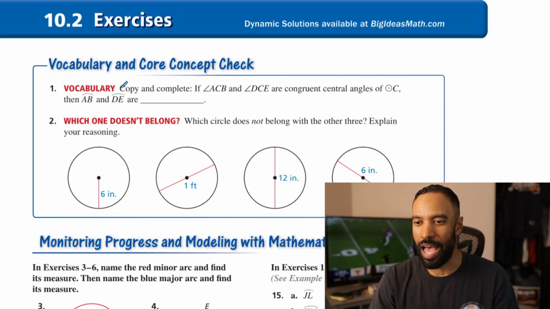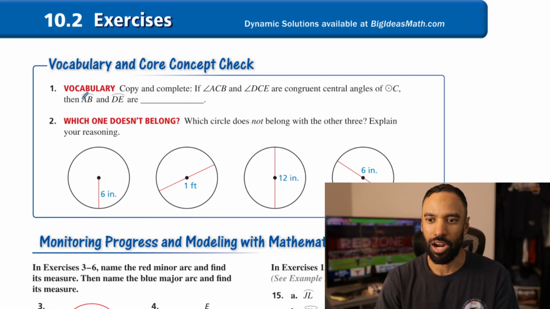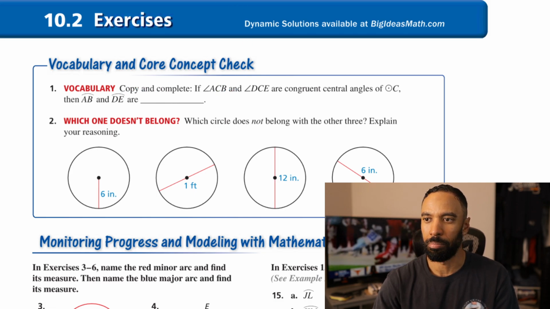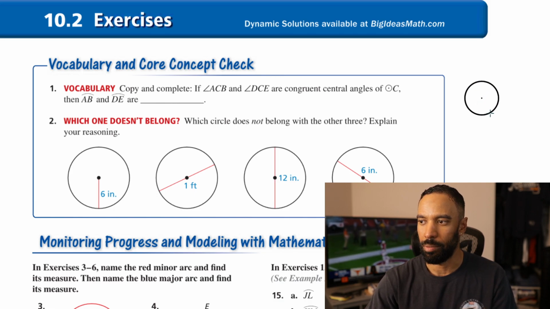All right, vocab. Excuse me, copy and complete. If angle ACB and angle DCE are congruent central angles of circle C, then arc AB and arc DE are blank. It would help if you kind of saw a drawing and understood it. I think you might know the answer either way, but let's take a look.